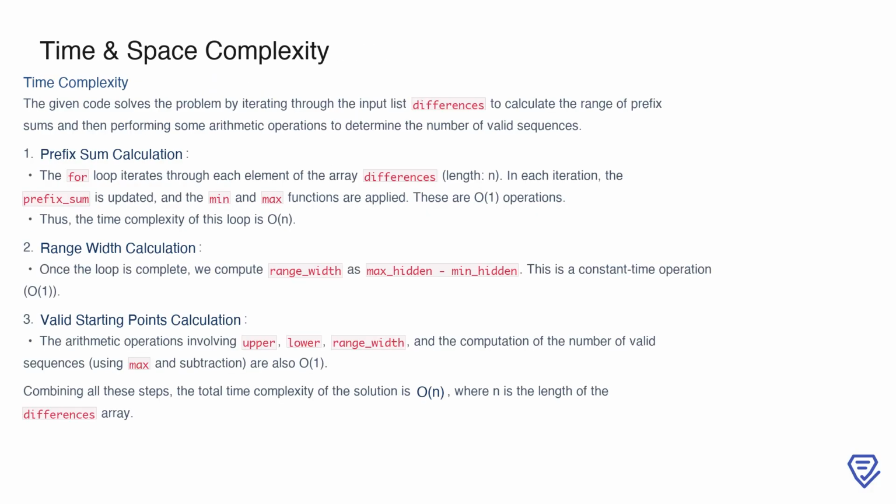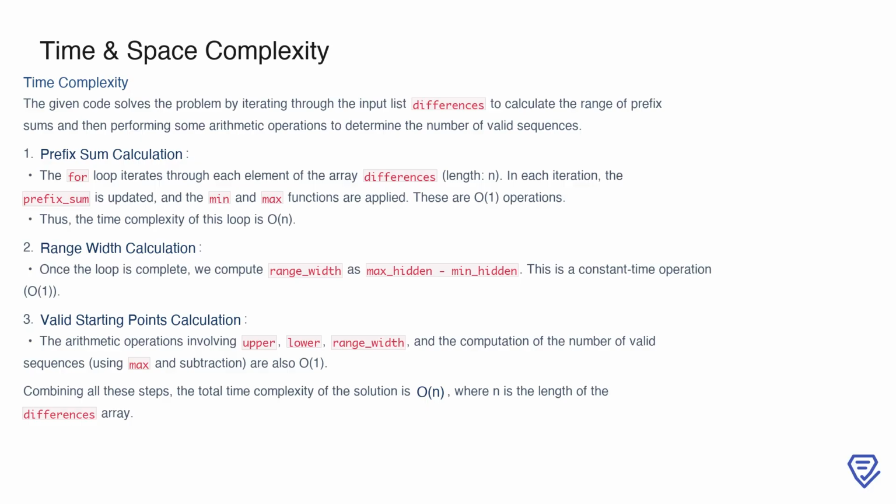To analyze the time complexity of this solution, we start by looking at the main operations involved. The first step is the prefix sum calculation. Here, we iterate through the differences array, which has a length of n. During each iteration, we update the prefix_sum and use the min and max functions to track the smallest and largest values encountered. Both of these are constant time operations, so the time complexity of the loop itself is O(n). After completing the loop, the next step is to calculate the range width, which is simply the difference between max_hidden and min_hidden. This is a straightforward arithmetic operation that takes constant time, or O(1).